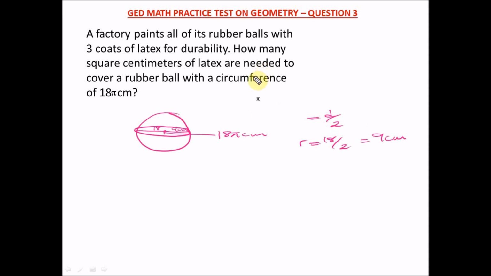Now the next thing to find is the surface area of the sphere. And what's the formula to find the surface area of a sphere? It is 4 pi r squared. This is the formula for the surface area of a sphere.